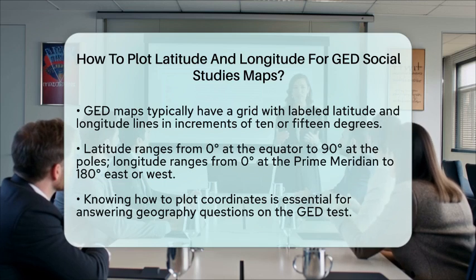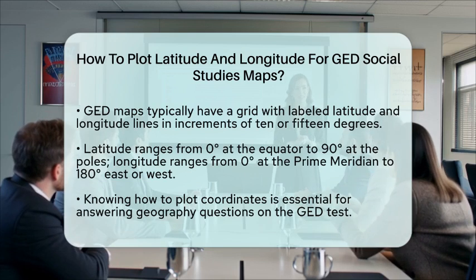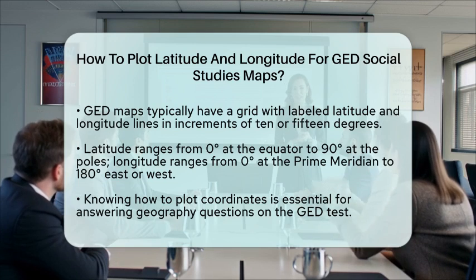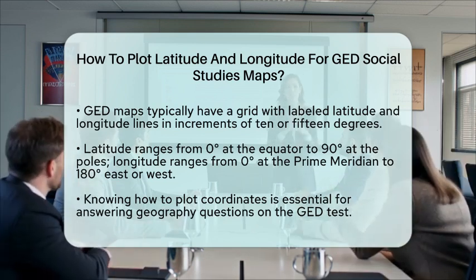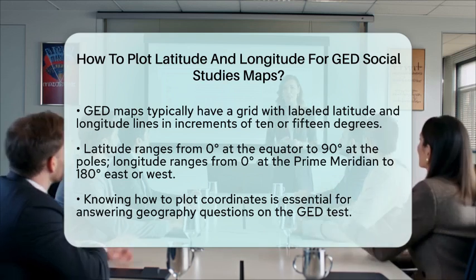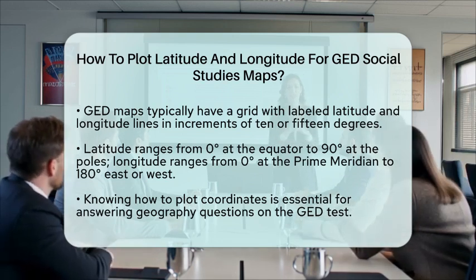Understanding how to plot latitude and longitude is key for determining the absolute location of places on maps. This skill is essential for answering geography questions on the General Educational Development test. Whether you are looking at physical maps, political maps, or other types, knowing how to plot these coordinates will help you interpret the information accurately.